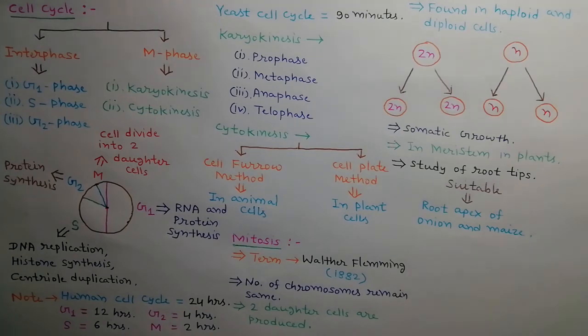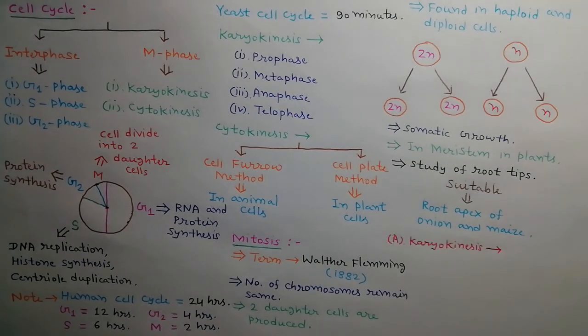Mitosis is responsible for somatic growth in all multicellular organisms. In plants, mitosis takes place in meristem tissue. Root tips of plants are suitable for the study of mitosis. In the laboratory, mainly the root tips of onion and maize plants are used for the study of mitosis.